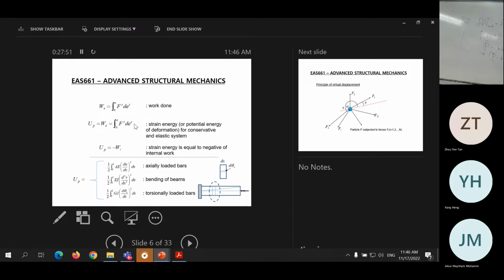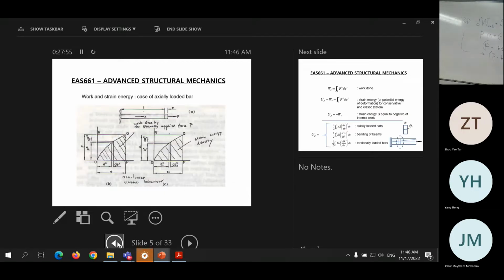This definition, this integration, means the area under the curve. So F is this, F ds is this small area. If you add up all these small areas, meaning you integrate from 0 to E, you get the total area under the curve. This is why we call this the work done by the externally applied force. So your question is about the work done by the externally applied force.